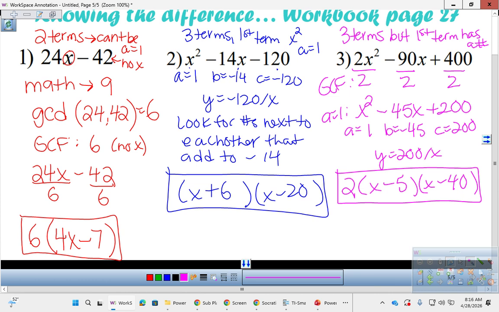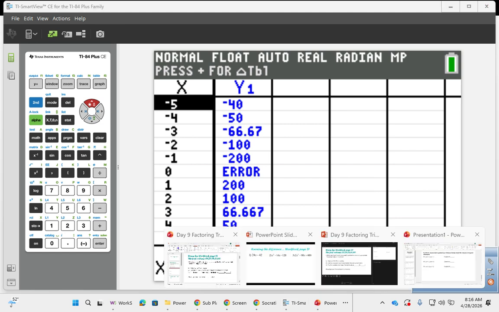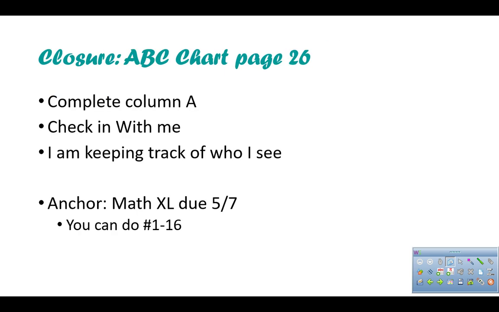We okay with that? All right, so our closure today, you've got 20 minutes here. You are going to do some of these on your own, and you're going to come and check in with me. So if you go to page 26, column A has a little bit of both. Okay, so it's got some GCFs, it's got some a equals 1, and then I think it has one that has both. All right, so you're going to factor column A out, and then you're going to come check in with me when you finish.